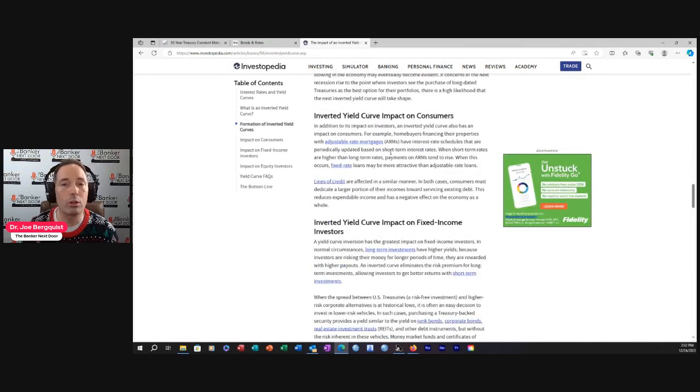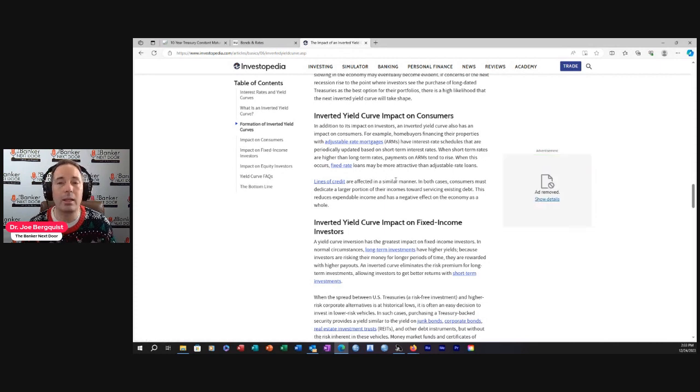So what is an inverted yield curve's impact on consumers? In addition to its impact on investors, an inverted yield curve also has an impact on consumers. For example, home buyers financing their properties with adjustable rate mortgages have interest rate schedules that are periodically updated based on short-term interest rates. When short-term interest rates are higher than long-term rates, payments on ARMs tend to rise. When this occurs, fixed rate loans may be more attractive than adjustable rate loans. Lines of credit are affected in a similar manner. In both cases, consumers must dedicate a larger portion of their incomes towards servicing existing debt. This reduces expendable income and has a negative effect on the economy as a whole.